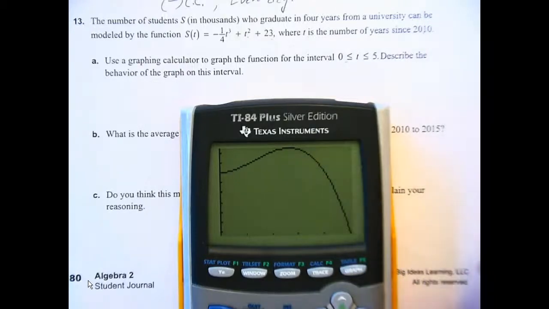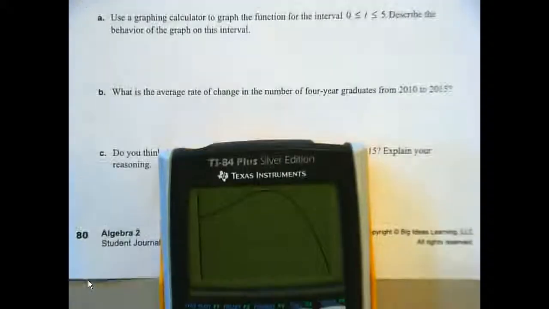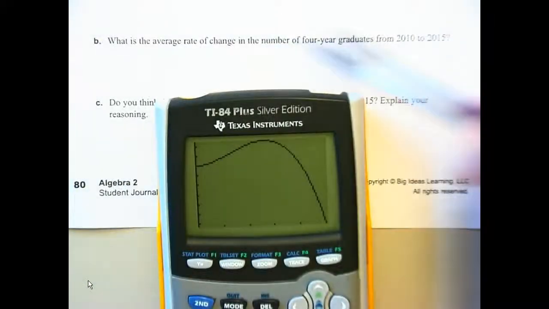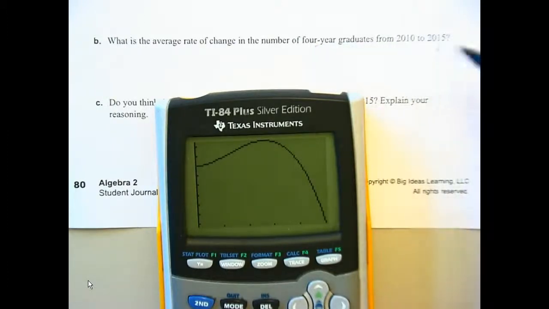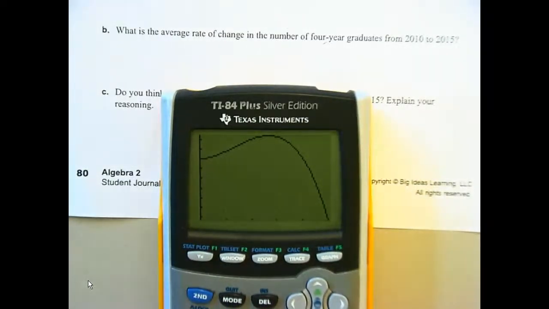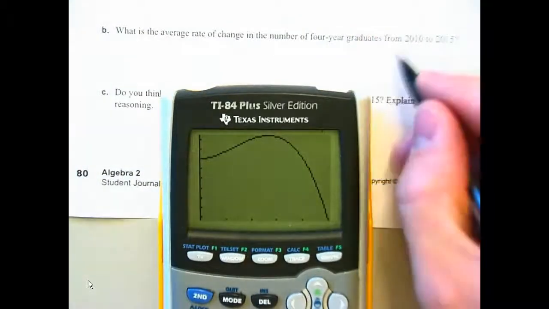All right? Let's go ahead and answer letter B here. What is the average rate of change in the number of students, 4-year graduates, from 2010 to 2015? Now, where could we look for that? Okay, what is the number of students in thousands that graduated in 2010? That's your y-intercept. Okay, 23,000.